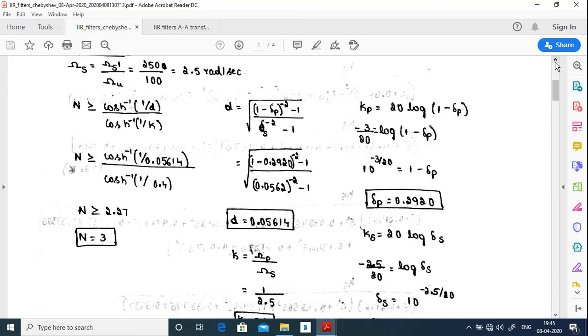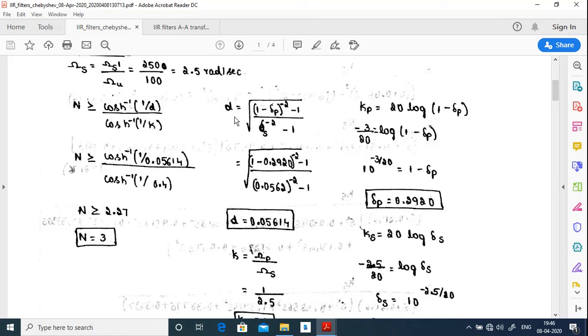In case of a Chebyshev filter, the order of the filter is given by n greater than or equal to cos hyperbolic inverse 1 by d divided by cos hyperbolic inverse 1 by k, this particular equation. Do I know the values of d and k? Where d is the discrimination factor, k is the selectivity factor. Have they given you this data? No. So it needs to be found out.